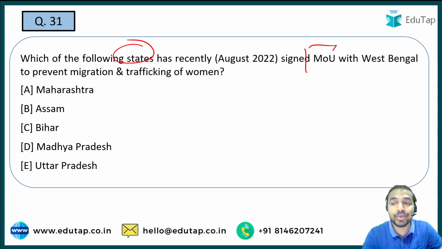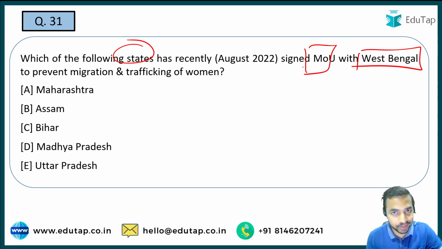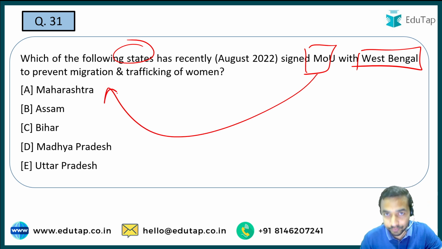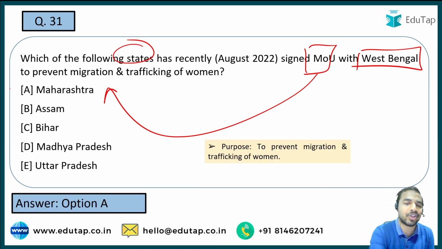And see, whenever there is an MOU there is an aim. What is the aim of that MOU? That is to prevent migration and trafficking of women. So for this noble cause, the MOU that West Bengal has signed, you are just required to tell me the name of the state with which this MOU has been signed. And guys, here the right answer to the question is option A, that is Maharashtra.